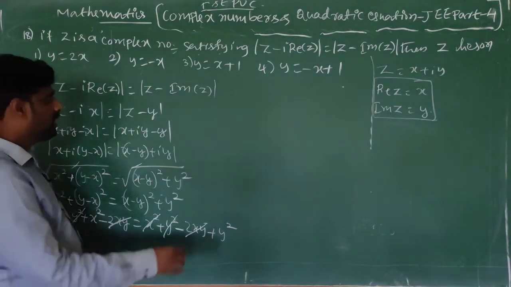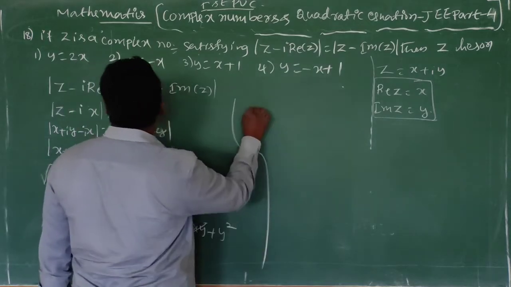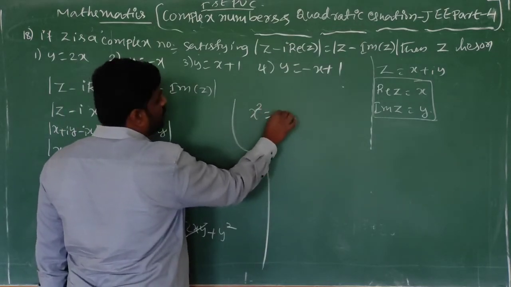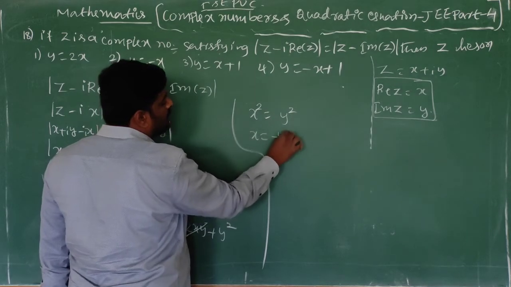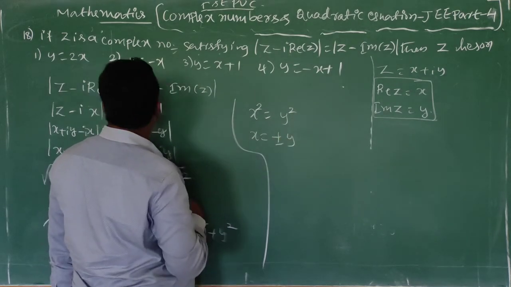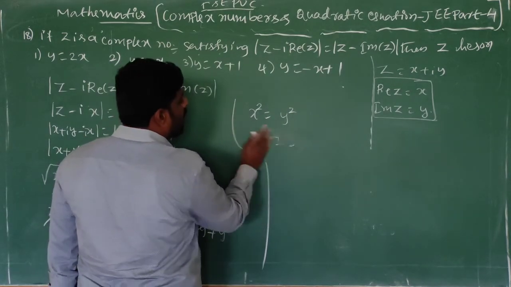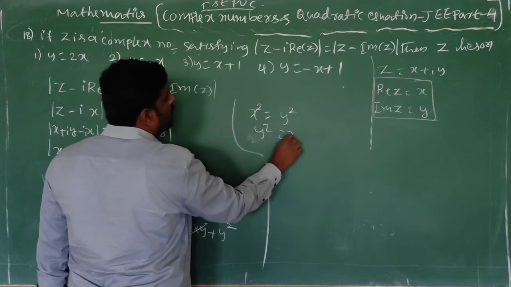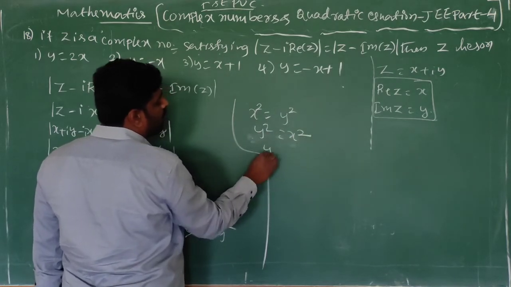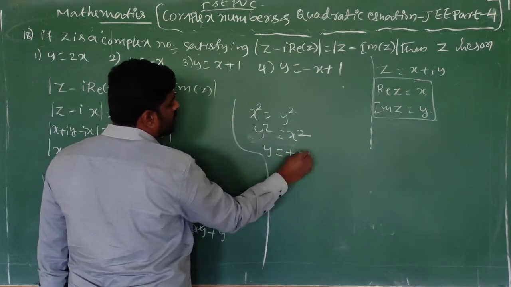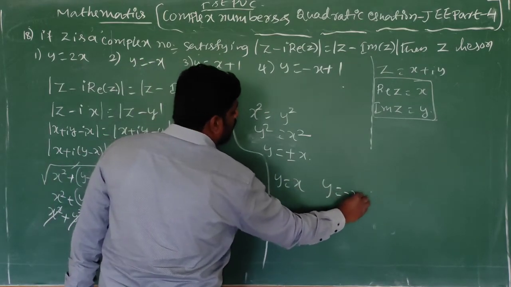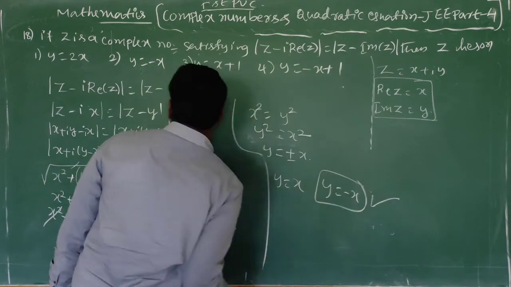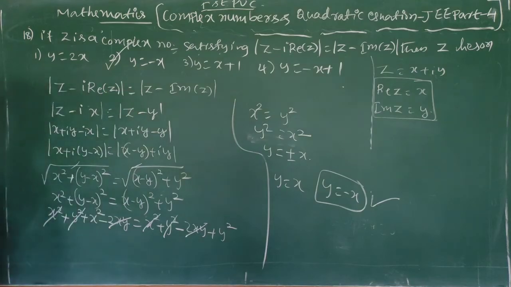That means x square is equal to y square. x is equal to plus or minus y. Okay, so that means y square is equal to x square. y is equal to plus or minus x. y is equal to x. y is equal to minus x. So now the answer is y is equal to minus x.